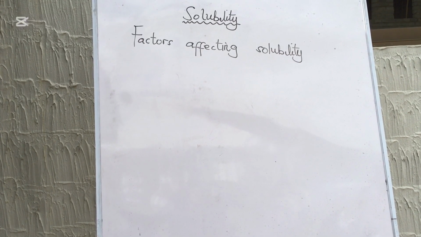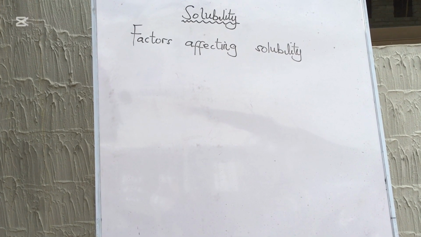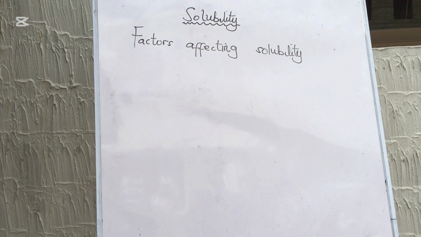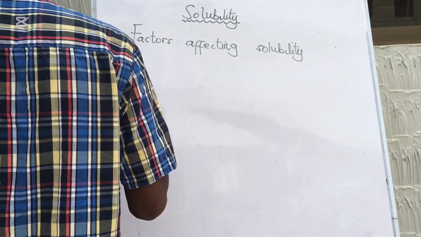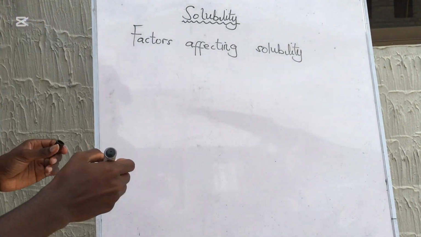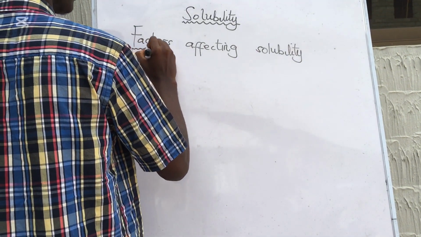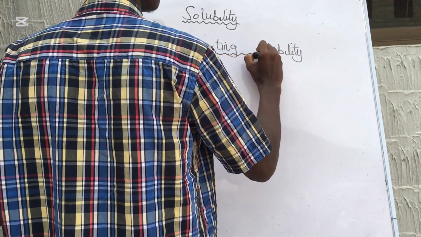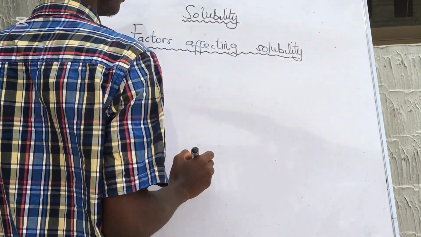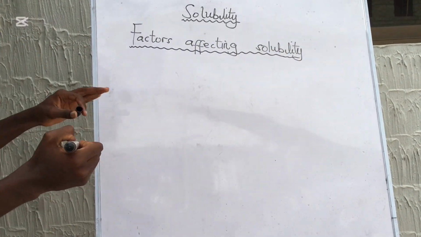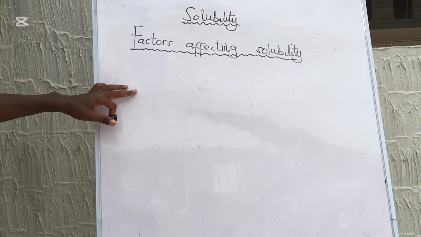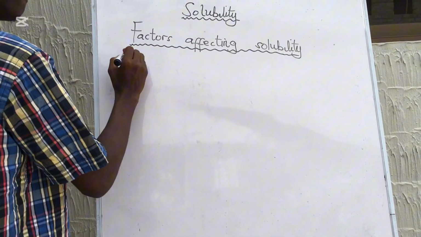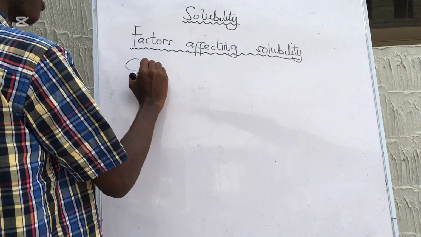So now, let's talk about the factors that affect solubility. The first one is temperature. Temperature affects the solubility of a particular ionic compound. The second one on the list is what we refer to as the common ion effect. So, common ion effect.